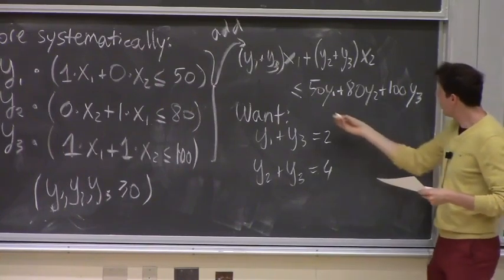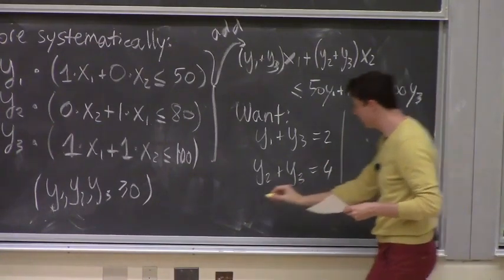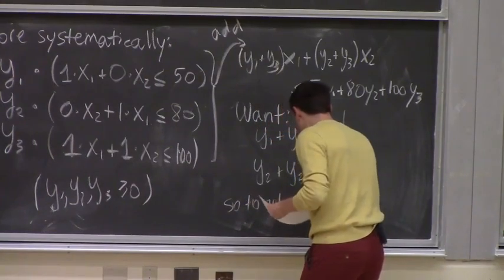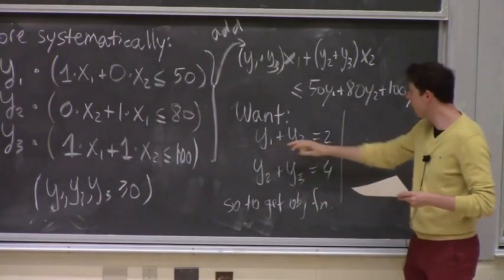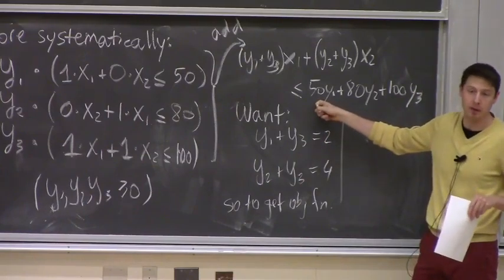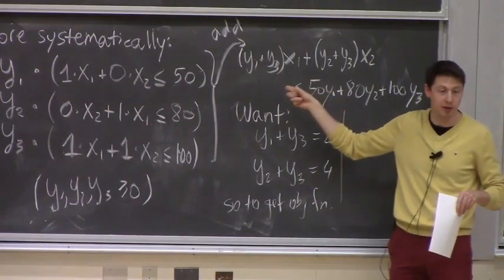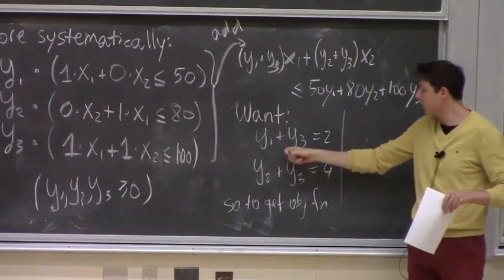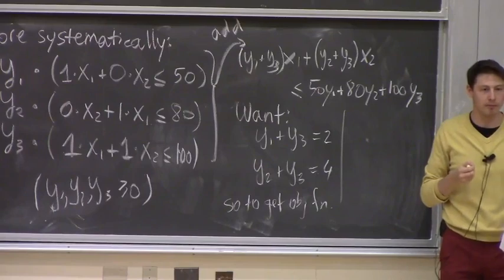And now, what do I also want? Okay, so that's one thing, to get the objective function. Anytime y1 plus y3 equals 2 and y2 plus y3 equals 4, I will get some upper bound on the objective function. Because on the left I get the objective function, and on the right I get something depending on the values of y1, y2, and y3. But which upper bound on the objective function do I want?